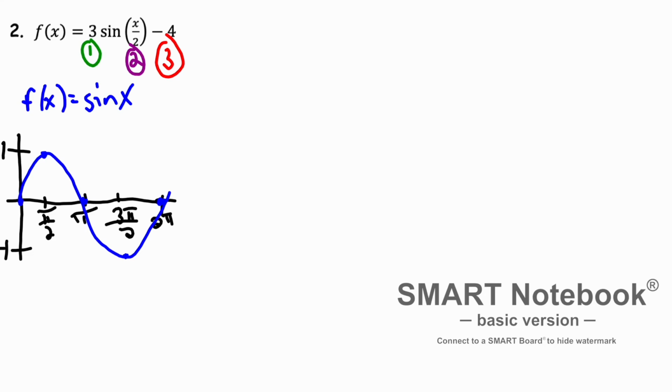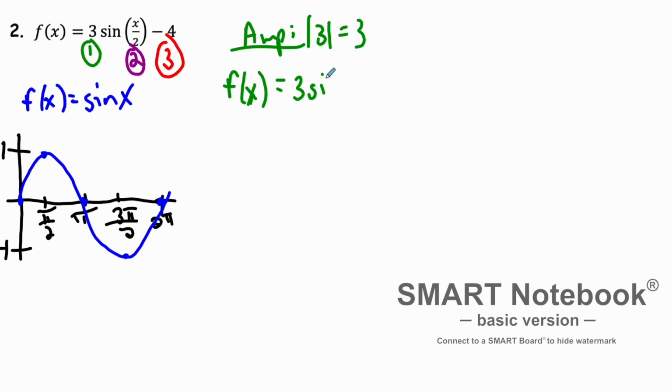All right, so first up, the green graph. Again, the green graph is our amplitude. So the amplitude is the absolute value of 3, which is just 3. And again, all that's doing graphically is it's going to stretch out the graph. Algebraically, we just take all of our y coordinates and we multiply those by 3.